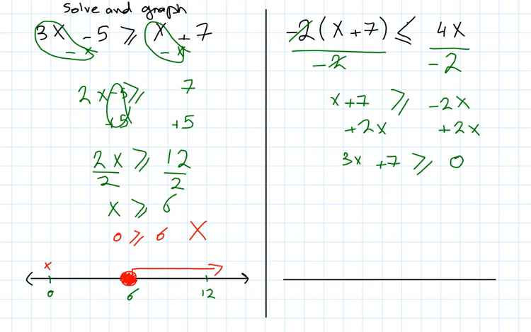Okay, now we have 7 on one side, so you want to get rid of that 7 by subtracting 7 from both sides. These two add up to 0, so you end up with 3x greater than or equal to negative 7. With 3x, you want to get rid of that 3, so you divide by 3, and you end up with x is greater than or equal to negative 7 over 3, or negative 2 1/3.